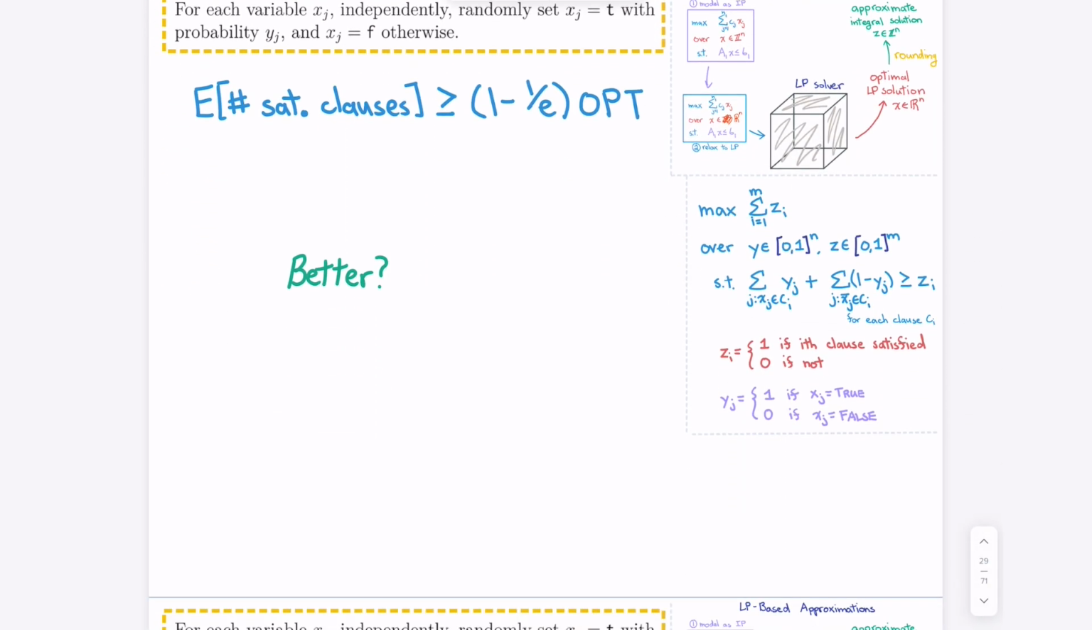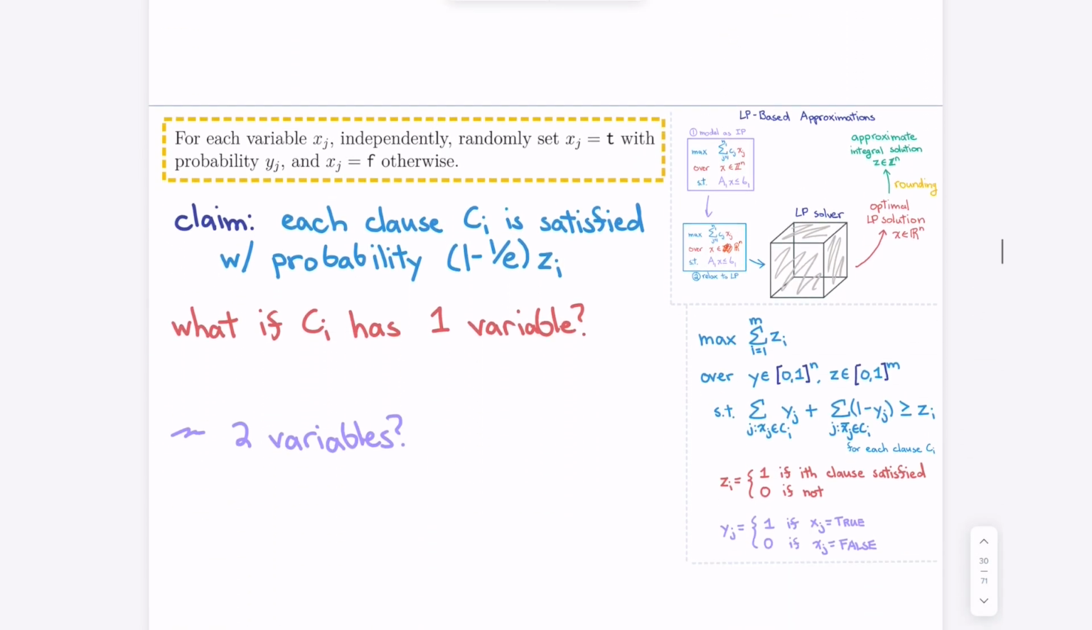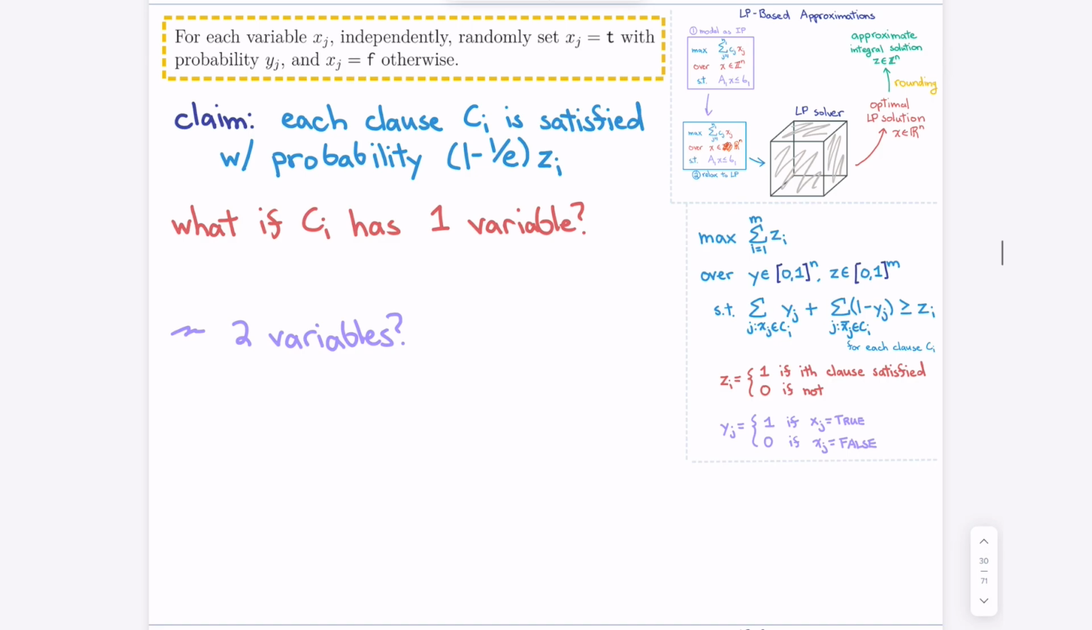All right, so the question is, can we do better? Okay. 1 minus 1 over e, that's better than 1 half, which is what we had before. But what would the algorithm get if you only had one variable?